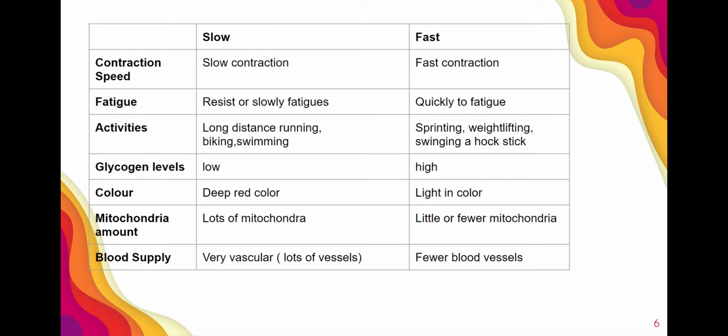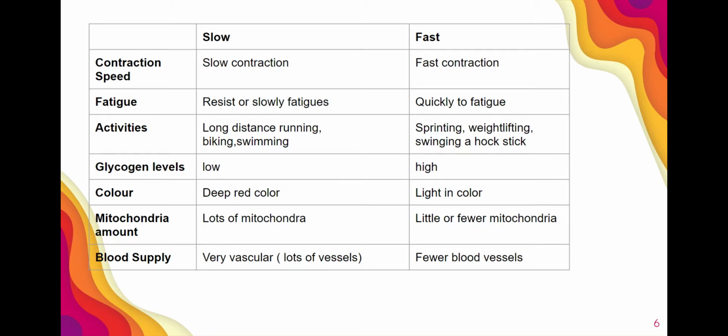So the contraction speed is slow for slow twitch, obviously, and for fast twitch is fast, and that's how they got their names. Fatigue-wise, slow twitch muscles resist fatigue or slowly fatigue, where fast twitch quickly fatigue. You have a couple different types of activities you can do for slow, such as long distance running, biking, swimming. Fast twitch muscles, though, again, are quick things: sprinting, weightlifting, swinging a hockey stick.